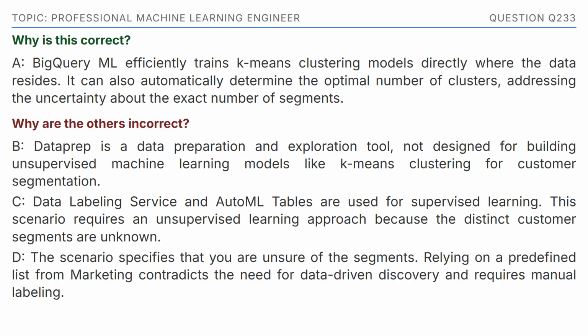Why are the others incorrect? B. Dataprep is a data preparation and exploration tool, not designed for building unsupervised machine learning models like k-means clustering for customer segmentation. C. Data labeling service and AutoML Tables are used for supervised learning. This scenario requires an unsupervised learning approach because the distinct customer segments are unknown. D. The scenario specifies that you are unsure of the segments. Relying on a predefined list from marketing contradicts the need for data-driven discovery and requires manual labeling.